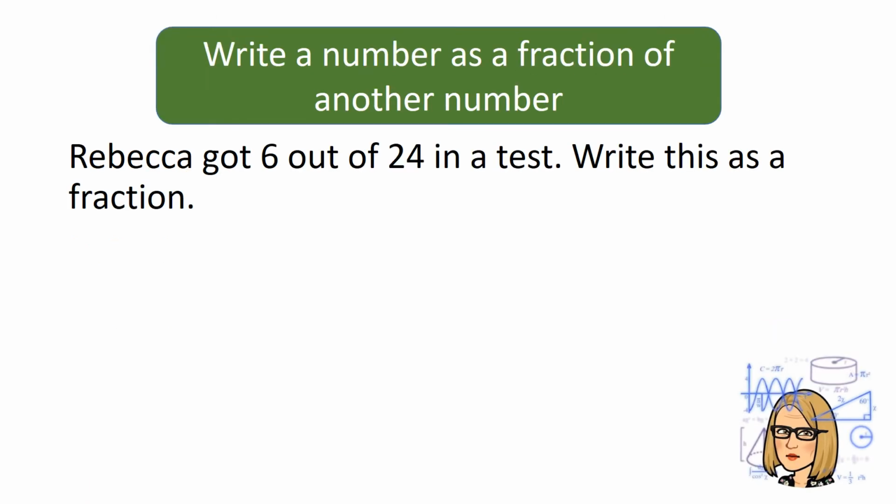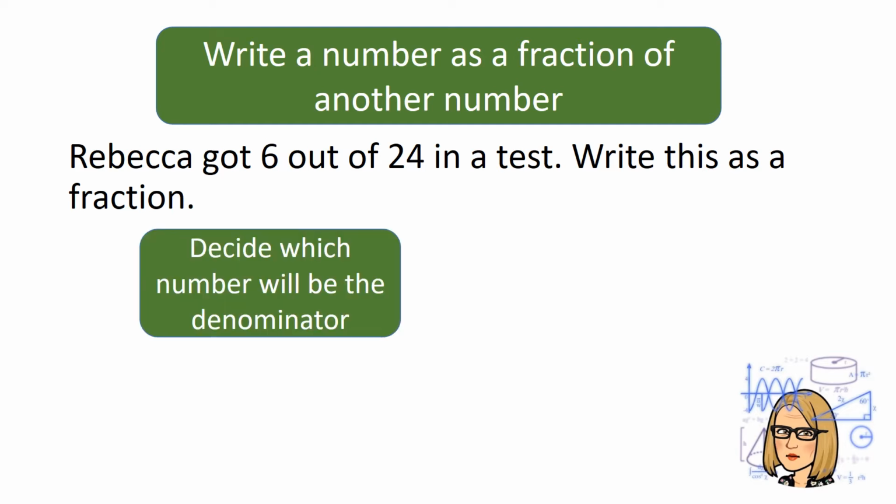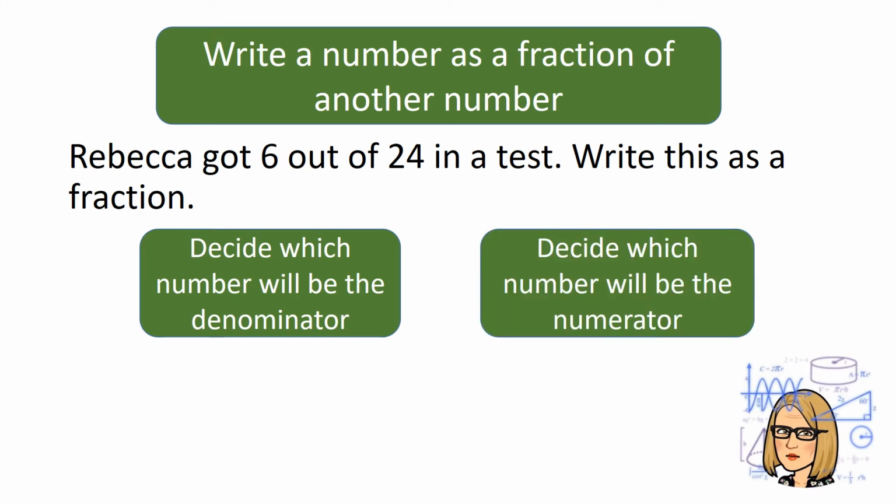At Level 1, you might have a question that looks like this, which is asking you to write a number as a fraction of another number. So Rebecca got 6 out of 24 in a test. Oh dear. Write this as a fraction. You need to decide, first of all, which number you're going to use as the denominator and which number is going to be your numerator. Well, the total number of points available in this test was 24, so that number is going to be the bottom number, the denominator, and she got 6 of them, so that is going to be the top number, the numerator. So Rebecca got 6 out of 24 in a test.